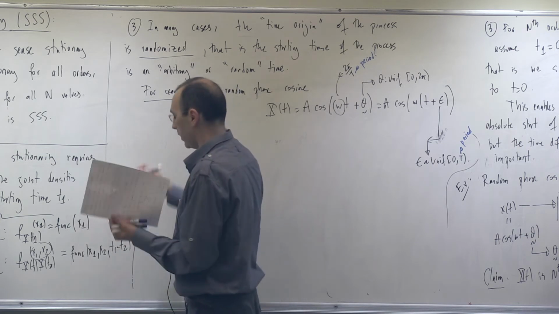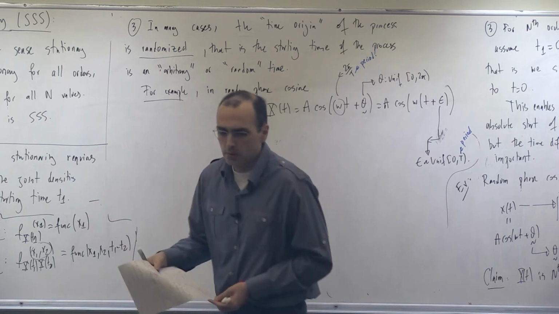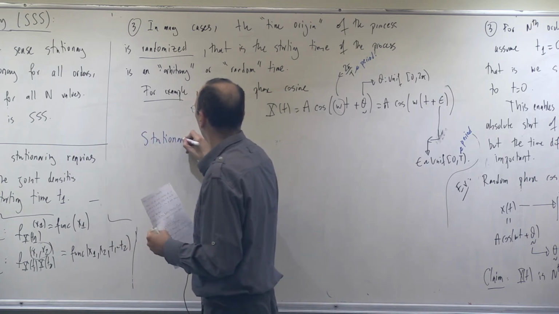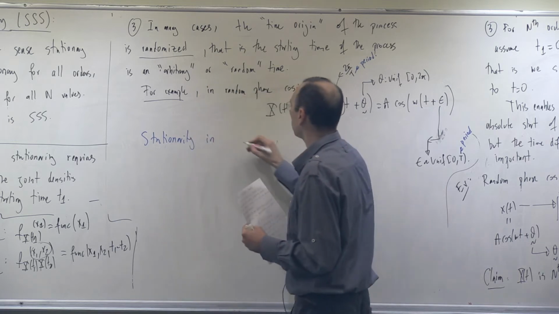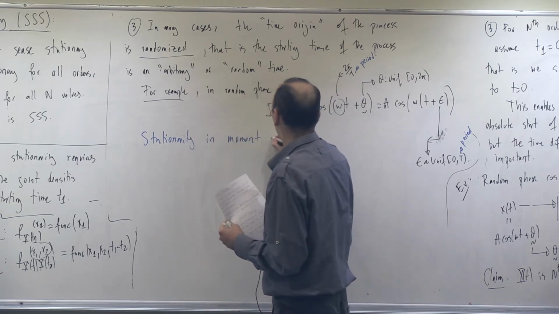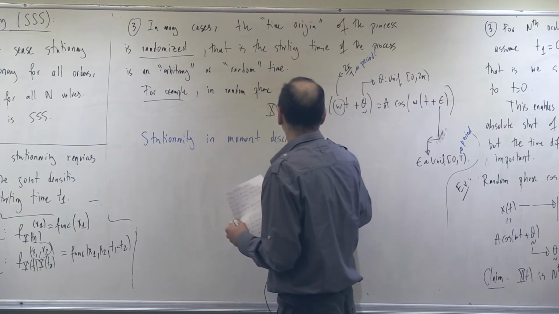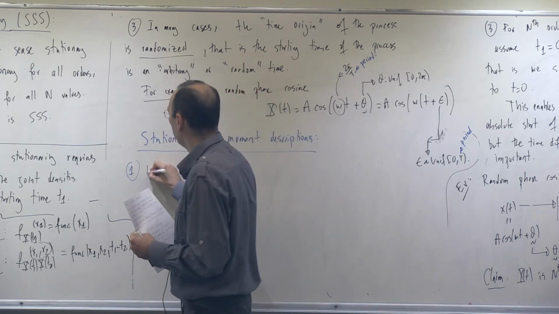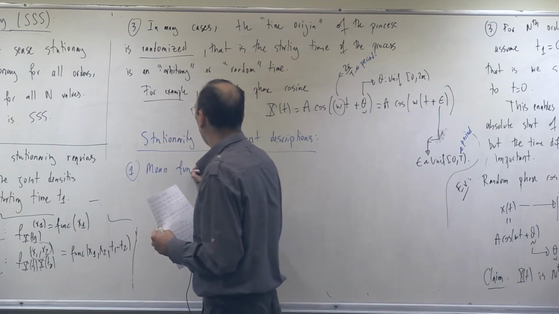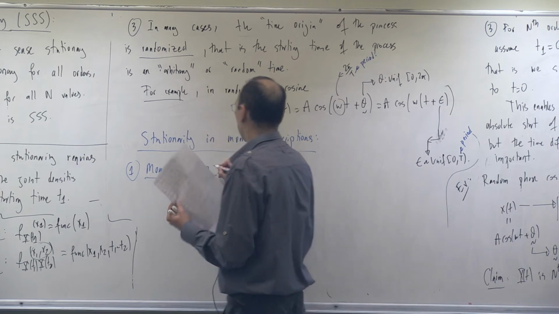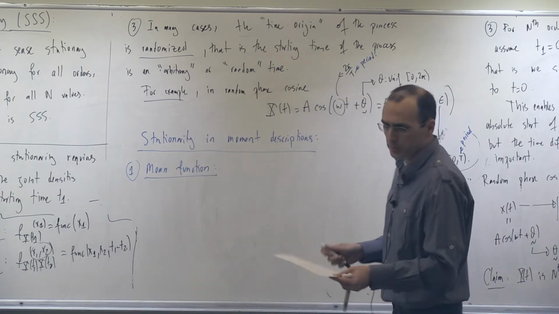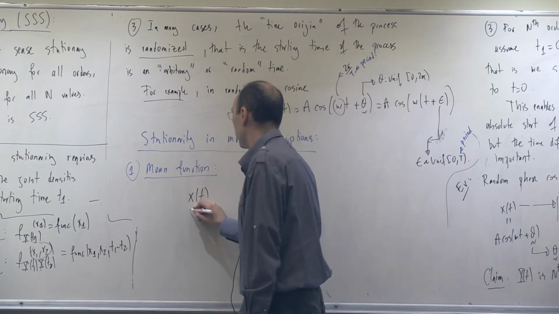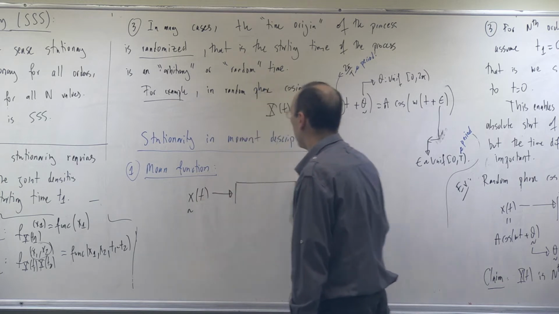How about this? Second topic, let me change my color. We had used so much black color. Stationarity in moment descriptions. Don't worry, I know that you are getting tired, but this is quite easy. So, mean function. What is this mean function? Stationarity in this mean function. Again, the basic idea.